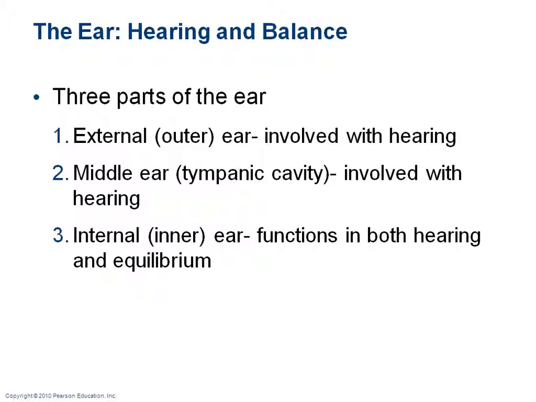We're going to talk about ear and equilibrium. I guess I should say hearing as well. First slide here, just talking about the three parts of the ear. We have an external ear, a middle ear, and an inner ear. The external ear is really just involved with hearing. It's going to funnel those sound waves inward. The middle ear is also going to be involved with hearing. It says tympanic cavity here. We'll talk about what that means in just a second. It's where your tympanic membrane is located, or your eardrum. The internal inner ear is where we're going to actually have functions of hearing and equilibrium both.